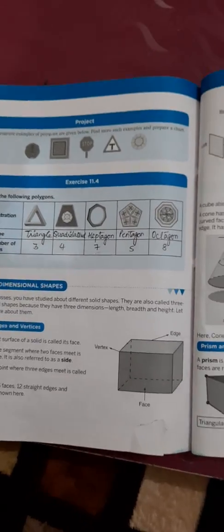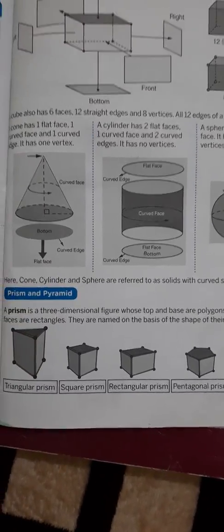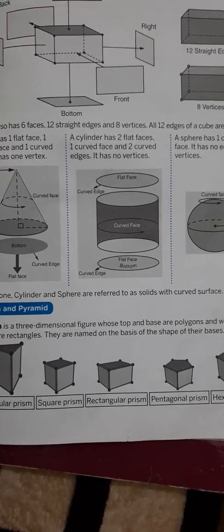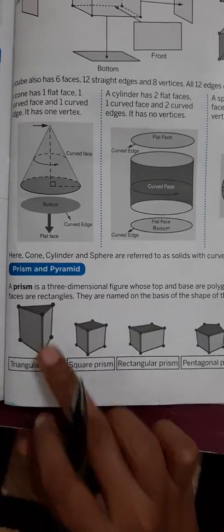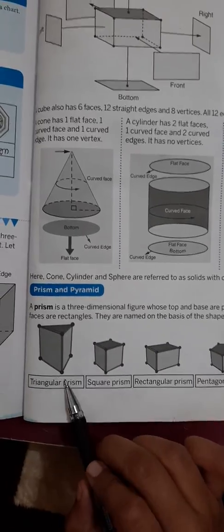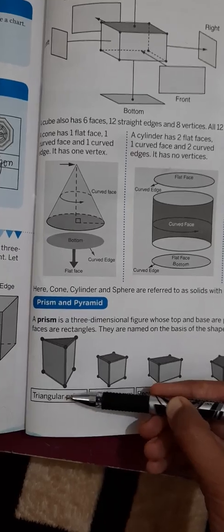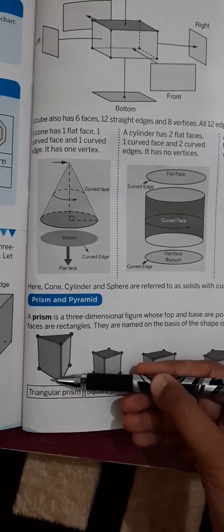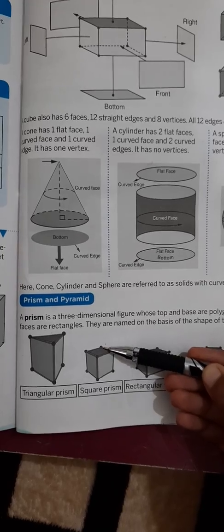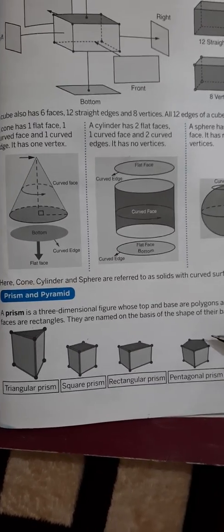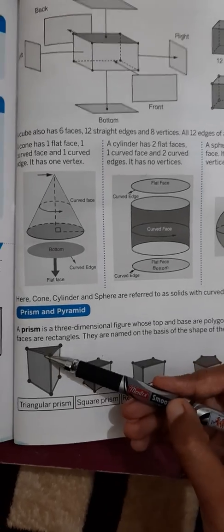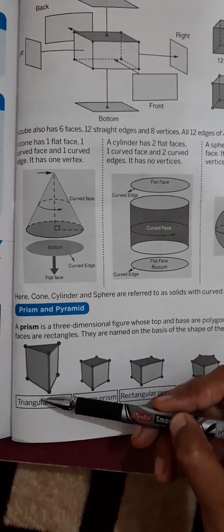Right? Now let's talk about the next topic, which is the prism. What is a prism? A prism is a three-dimensional figure whose top and base are polygons and whose faces are rectangles. In the figures given below, this is the prism, with the top and the base. The base view you are not able to see. In all of these prisms, the top and the base are of the shape of a polygon.